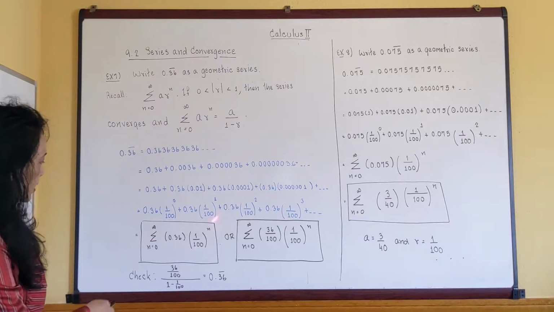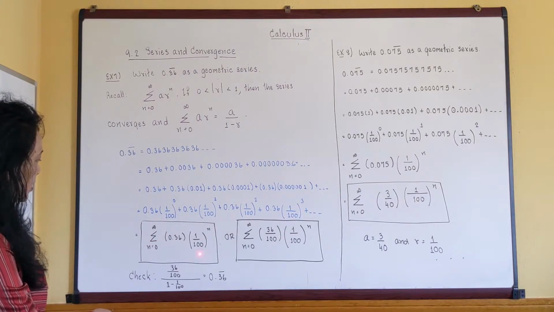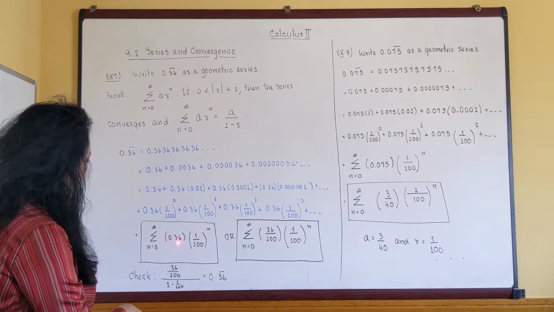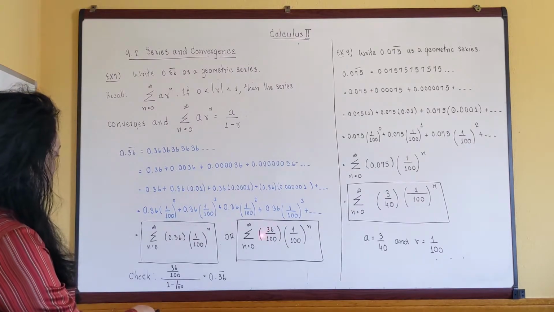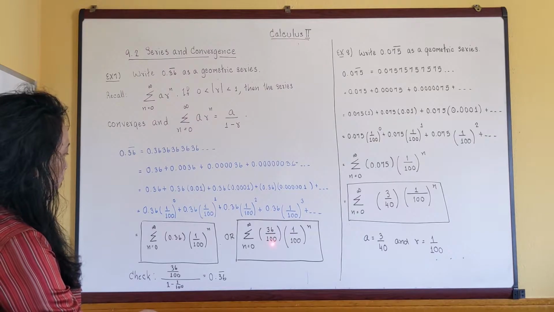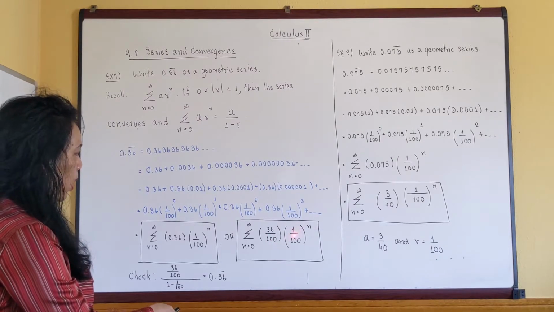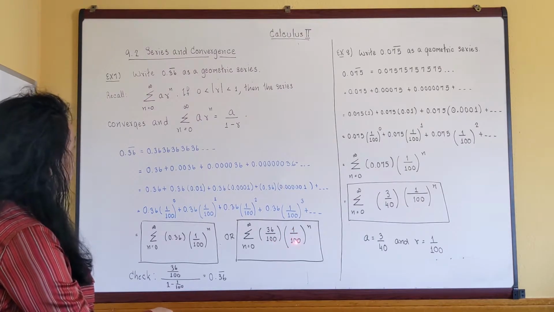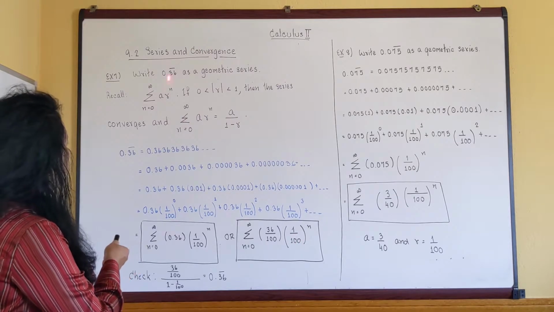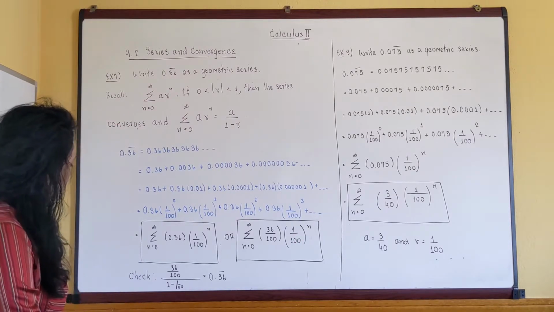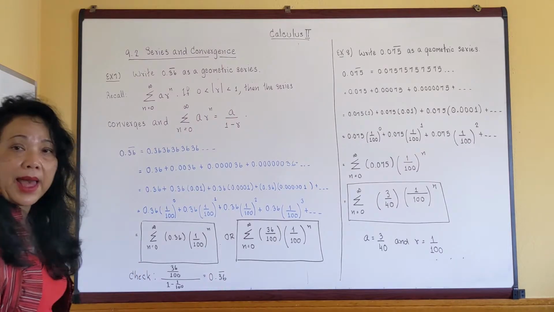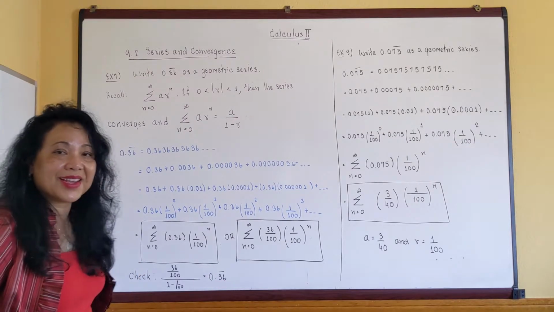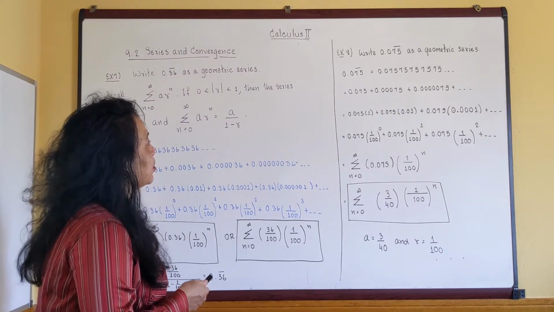And as you can see, this is the same as this. And 0.36 is just 36 over 100. So my a is 36 over 100 and my r is 1 over 100, which is less than 1. From the theorem it converges. Now if you put these into the formula, you're going to get this number back. That's how you check it. Alright, let's look at the next example.